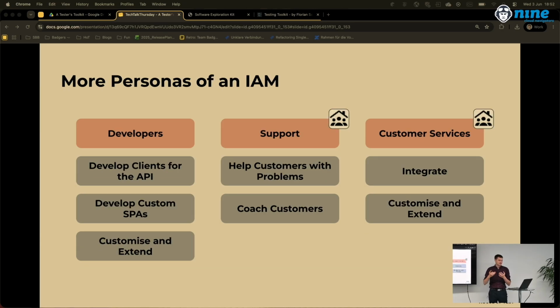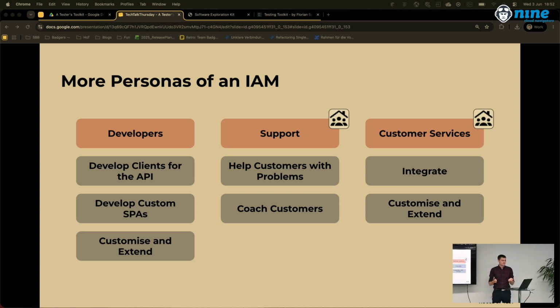There are also developers, people who want to develop clients for the REST API of the identity and access management products. They want to build custom single-page applications that use this API. Maybe they even want to customize and extend it to give it more capabilities.